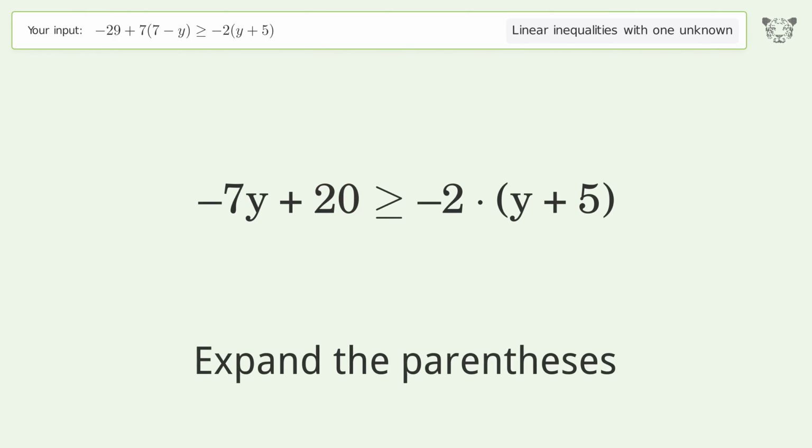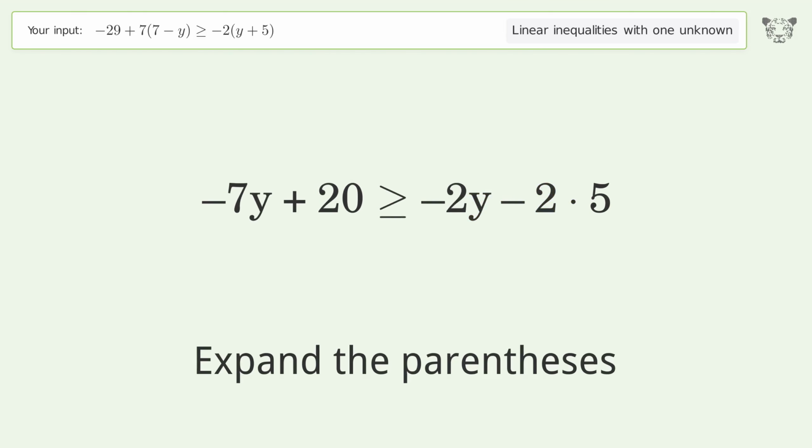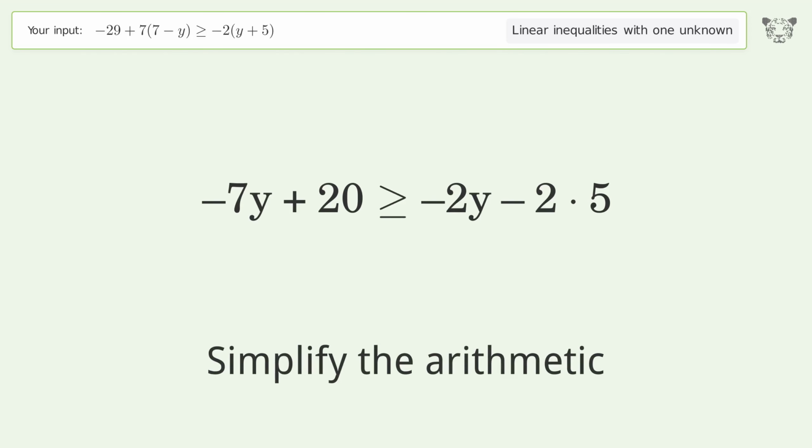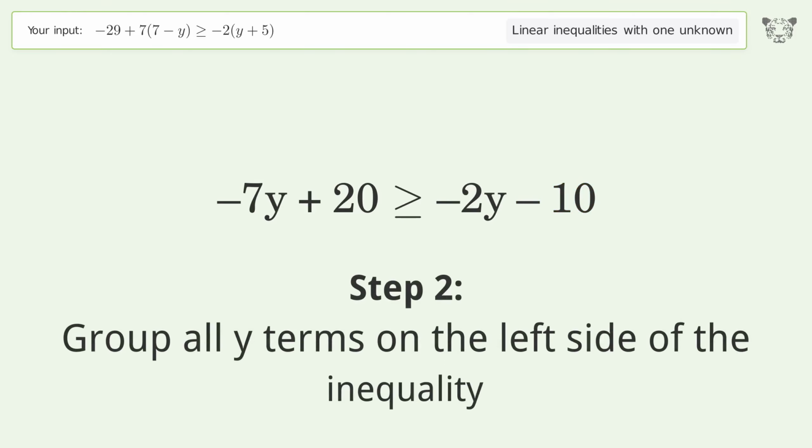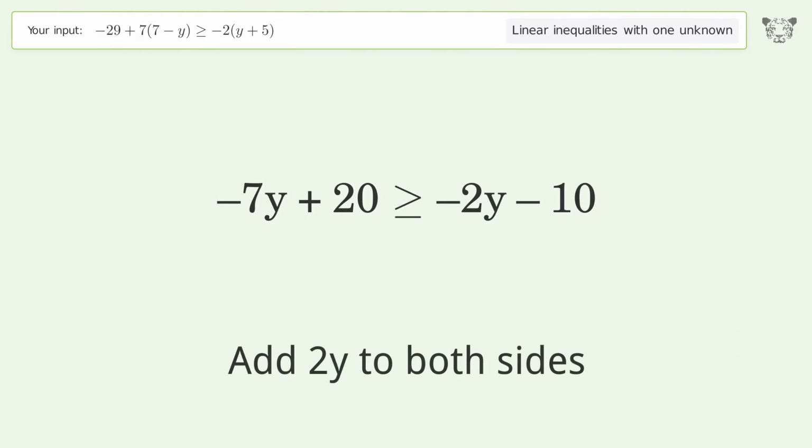Expand the parentheses. Simplify the arithmetic. Group all y terms on the left side of the inequality. Add 2y to both sides.